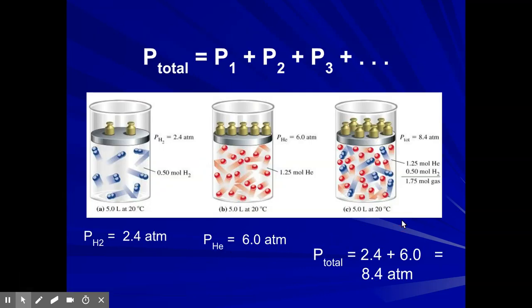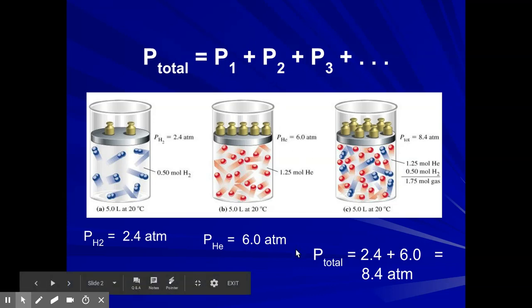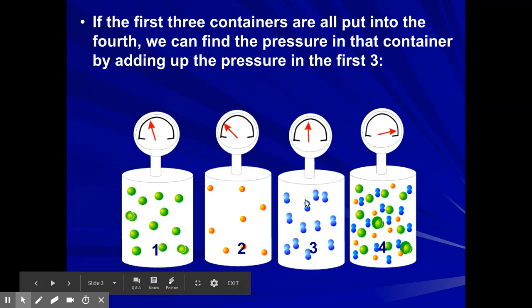Here's what that might look like visually. If I have hydrogen gas with a pressure of 2.4 atmospheres and helium gas with a pressure of 6.0 atmospheres, the total pressure, if I were to mix those two gases, all conditions otherwise the same, would be 8.4, which, yes, is those two added together. So total equals the sum of the partials.